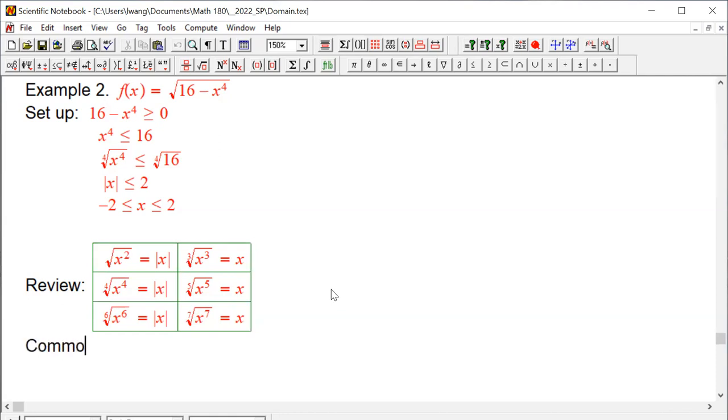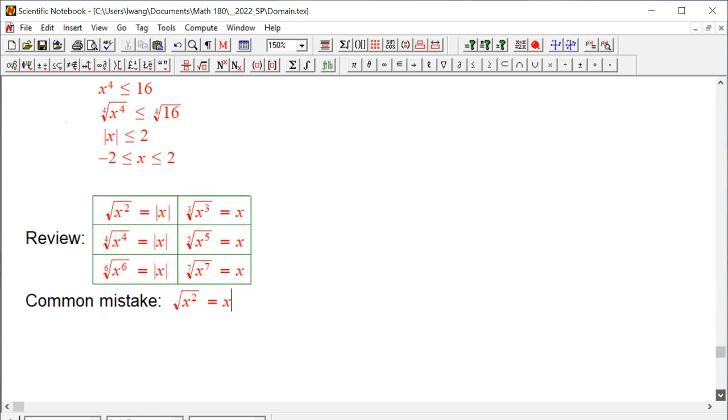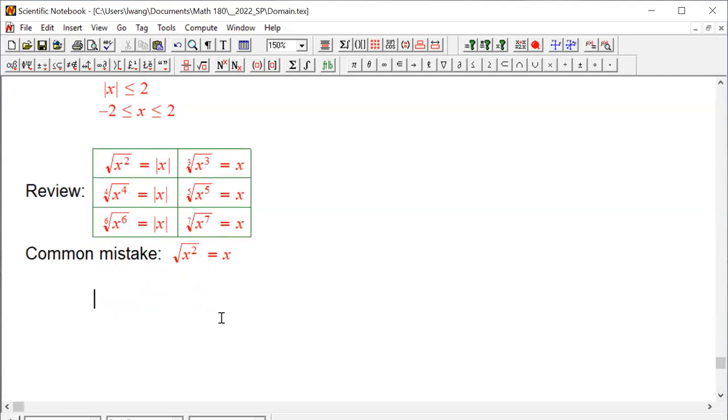Okay, common mistake. The common mistake, which we have actually mentioned many times, is saying that the square root of x squared equals x. This is a very, very common mistake. We have talked about this issue. Some people make this statement.